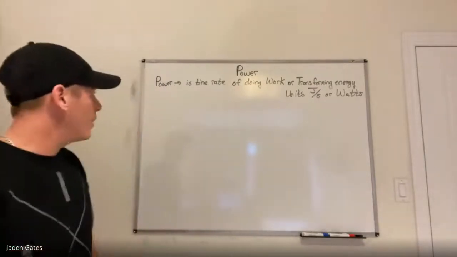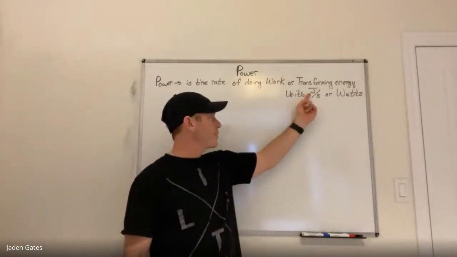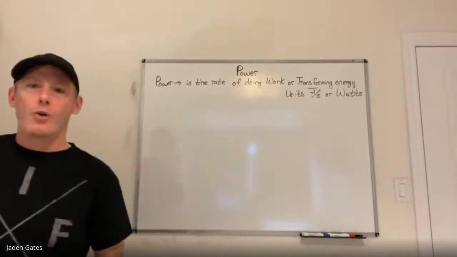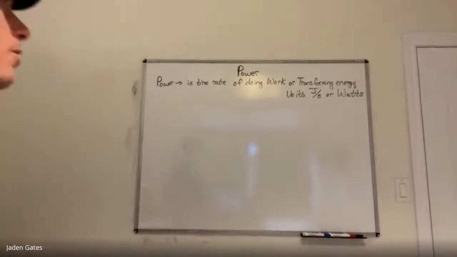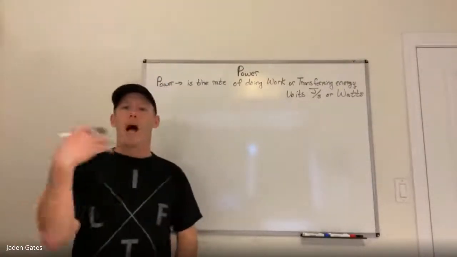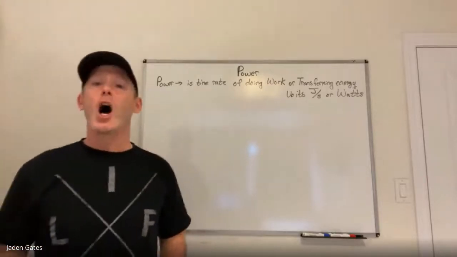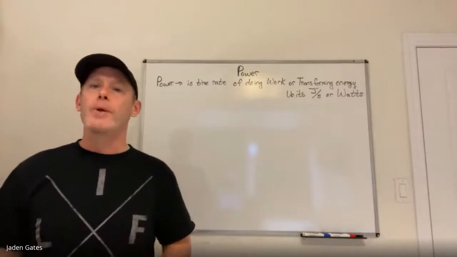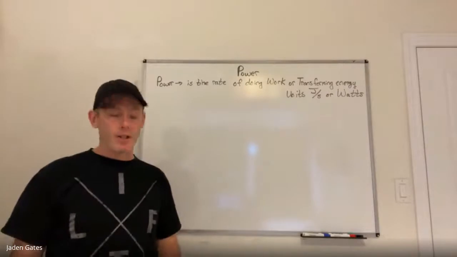So the units, because energy is in joules, are joules per second, which is more commonly noted as watts. All right, so watts is joules per second. You probably see watts on a light bulb. It's how much energy that light bulb is using per second. So that's why a 100-watt light bulb is much brighter than a 60-watt light bulb, because it's using more energy to create light than the 60-watt.